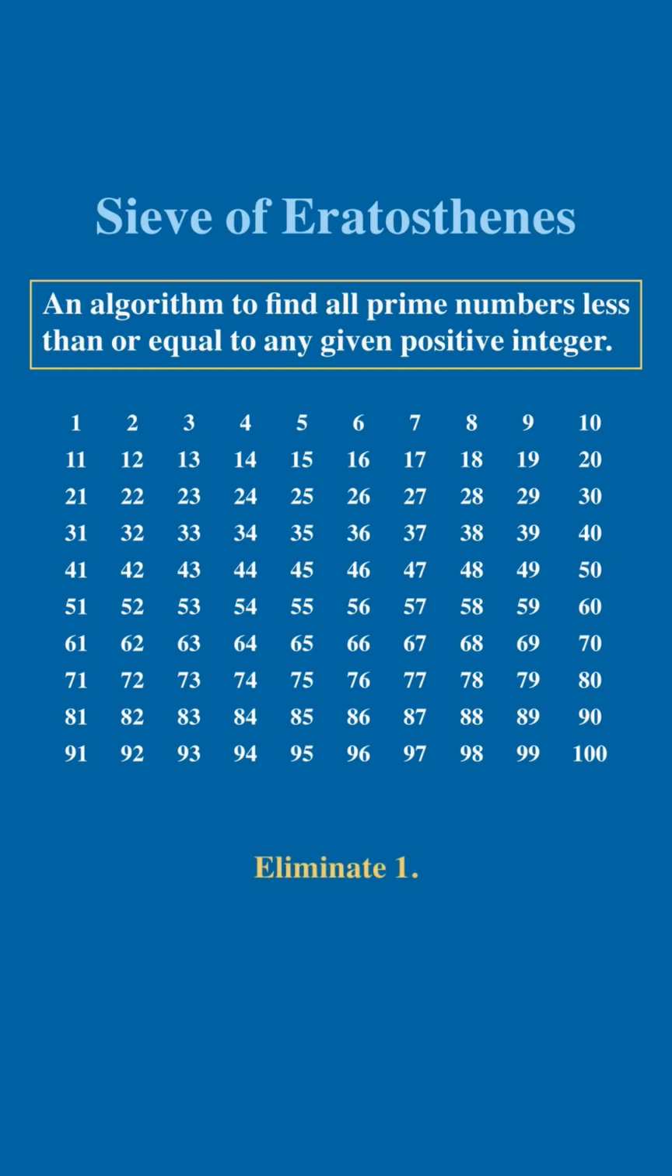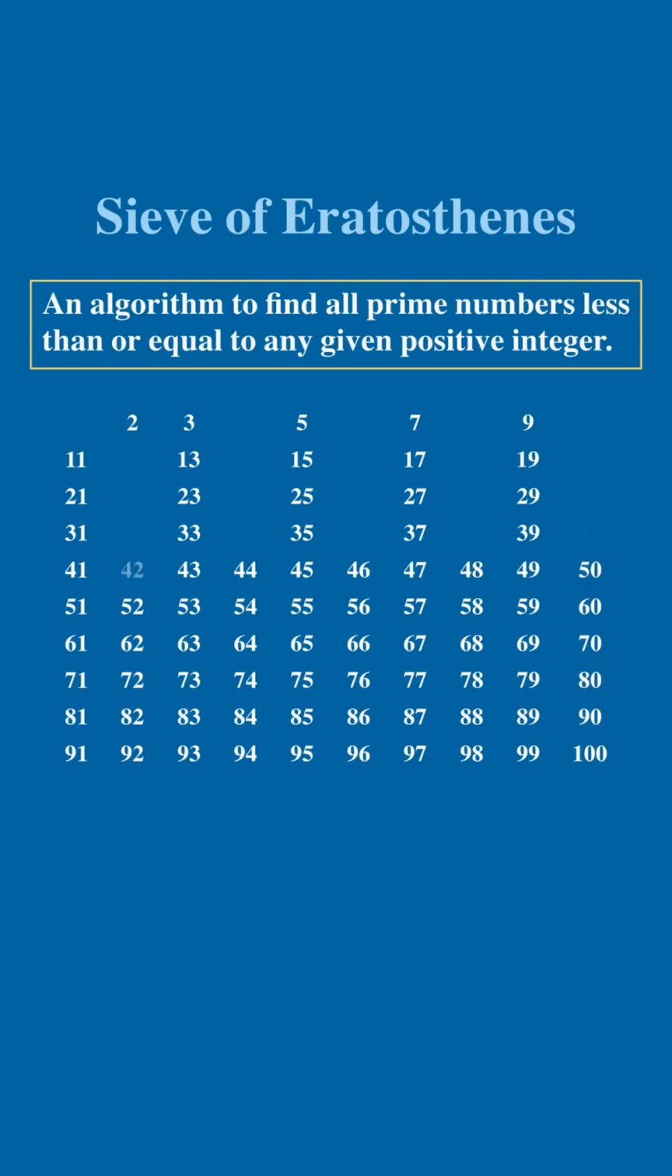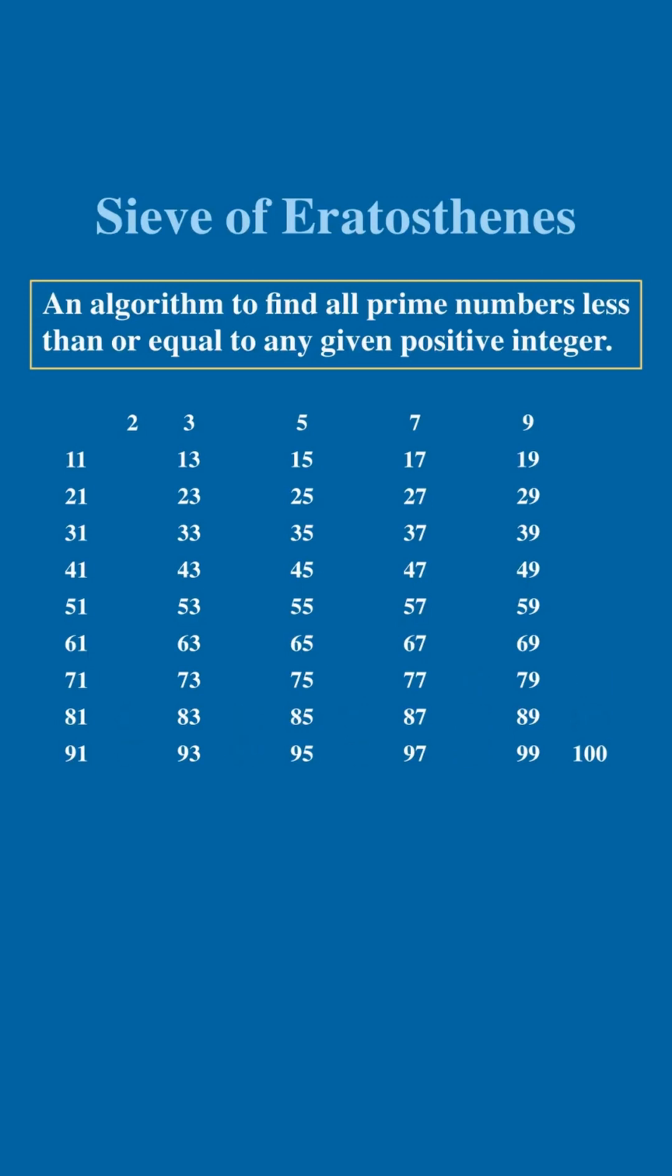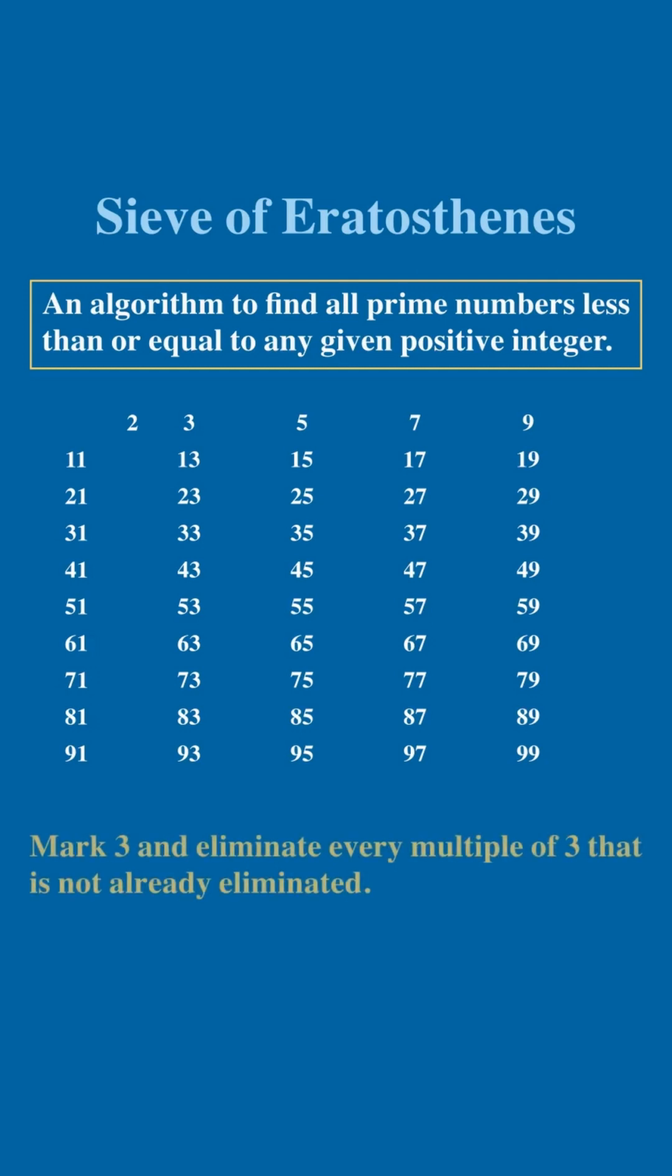We eliminate 1. Now we mark 2 and eliminate every even number greater than 2. Next, we mark 3 and eliminate every multiple of 3 that is not already eliminated.